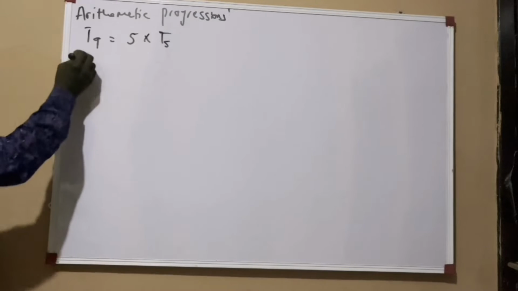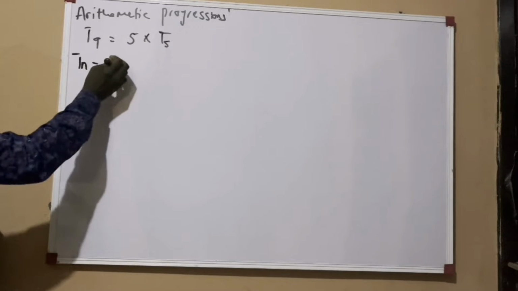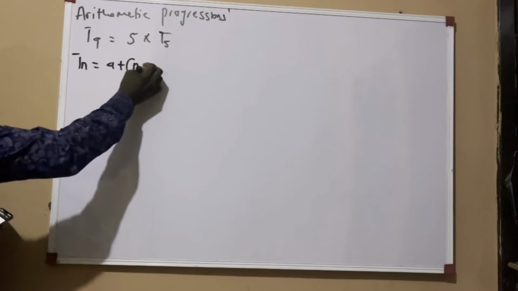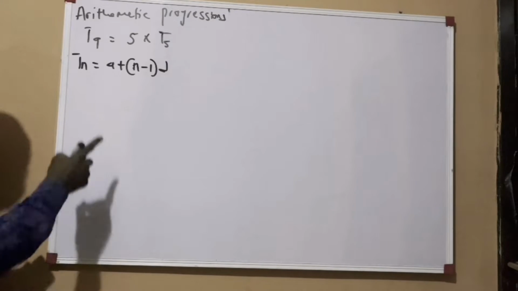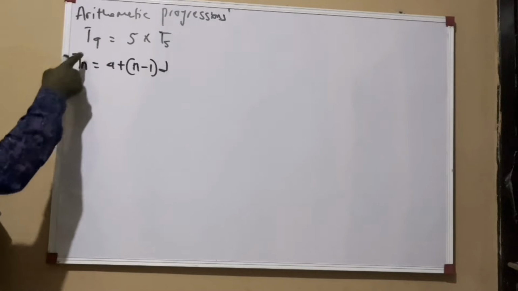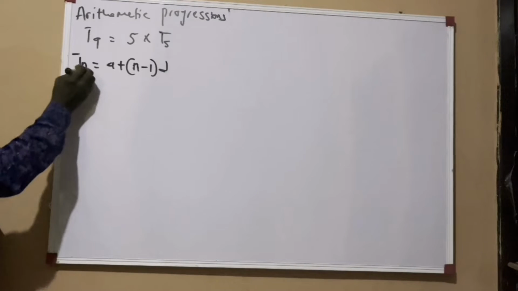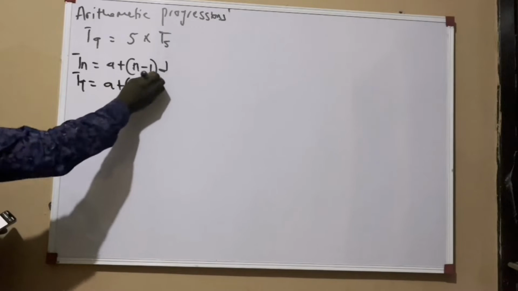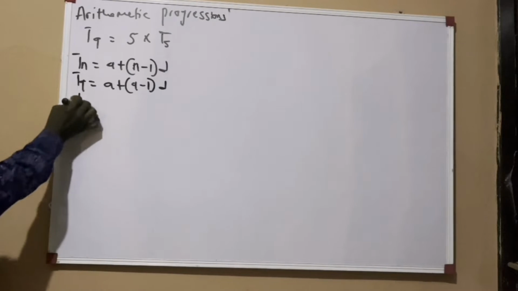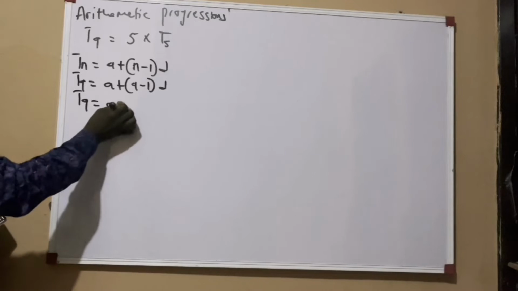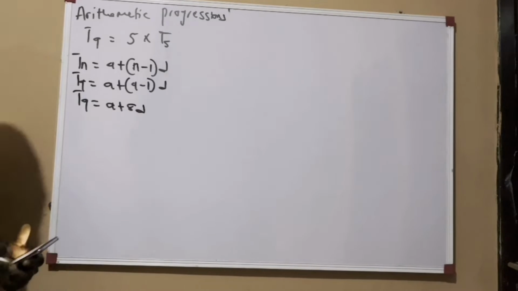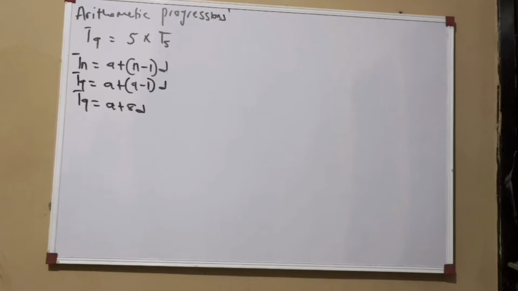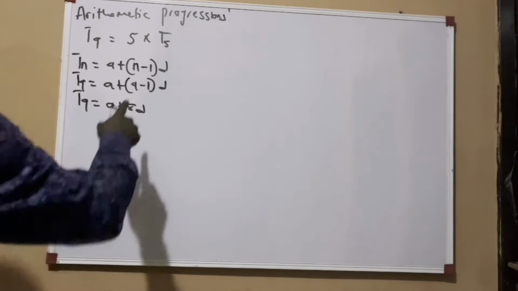And the n-term formula says Tn is A plus (n minus 1)D. Now, first of all, let's solve for T9. Now my n is 9, so I have T9 is equal to A plus (9 minus 1)D. So this means T9 is equal to A plus 8D. And how did I get 8? 9 minus 1 is 8. And 8 times D gives us what? 8D. Now let's go for T5.